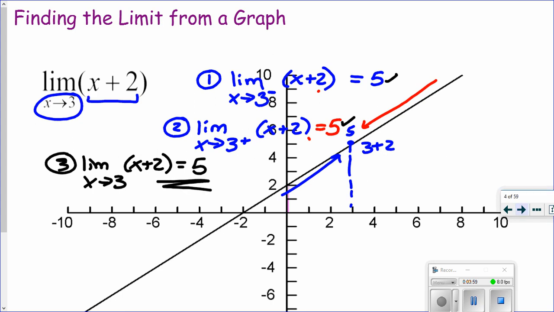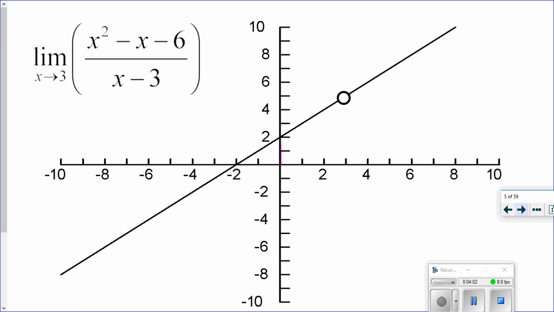Let's look at our next example. In our next example, we have this empty spot. We call this a removable discontinuity because if we factor this, the x minus 3's are removed, and therefore it's a removable discontinuity. But anyway, that was bonus information.